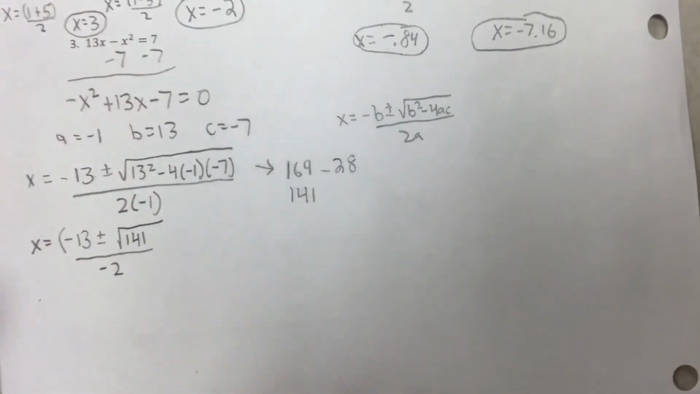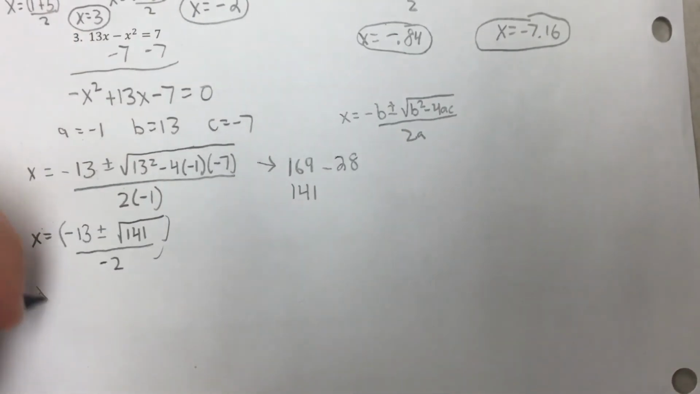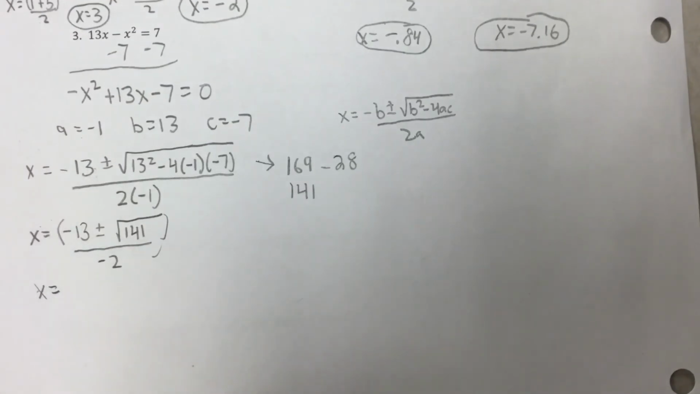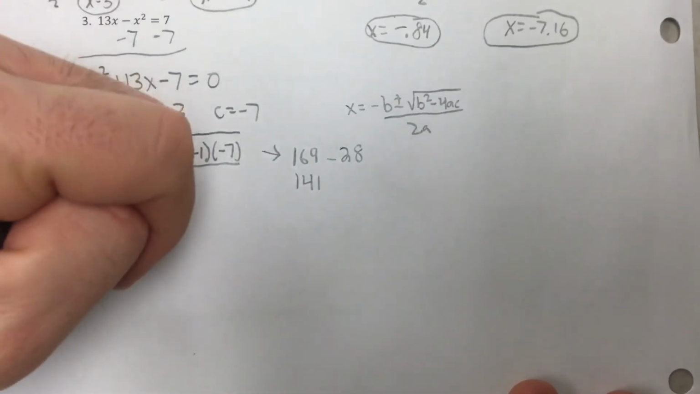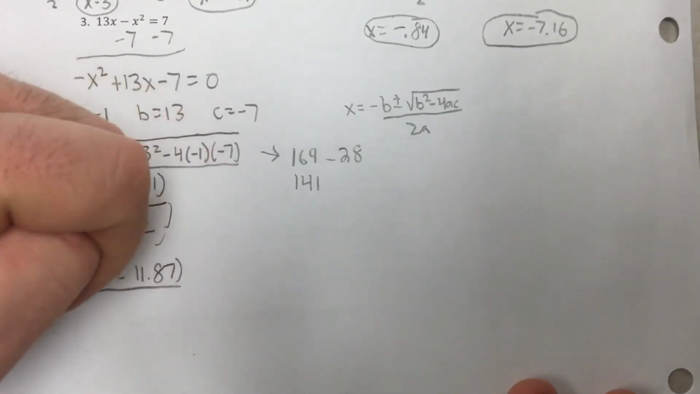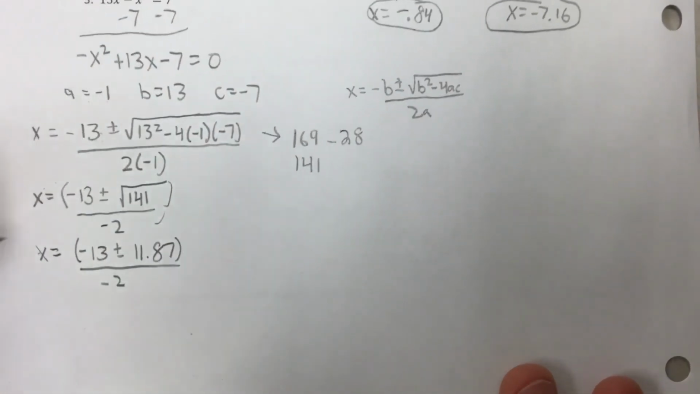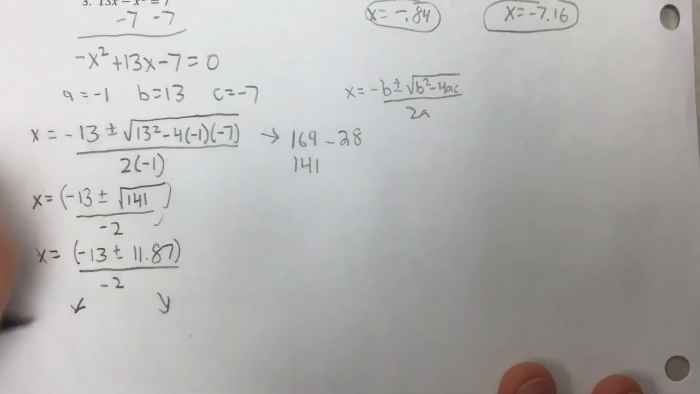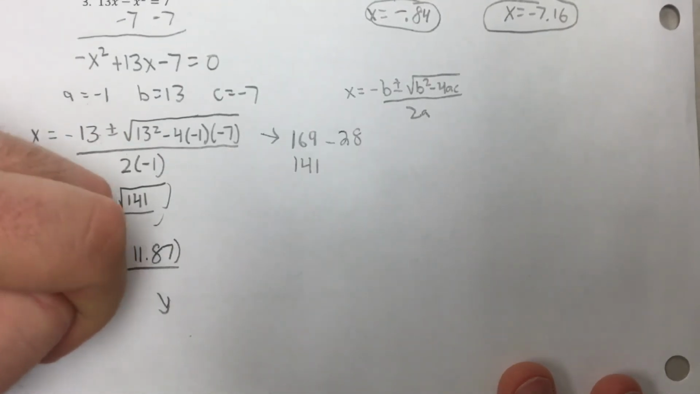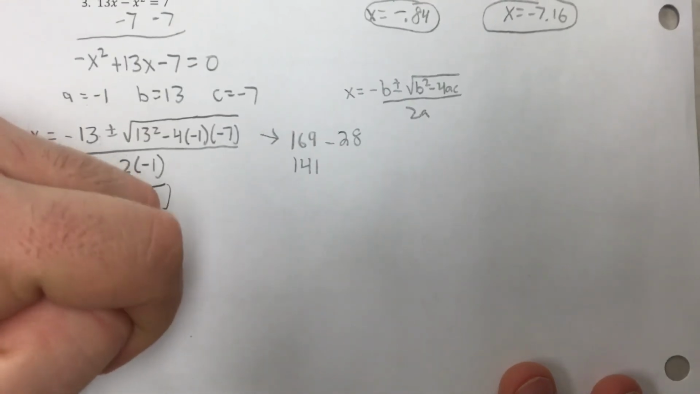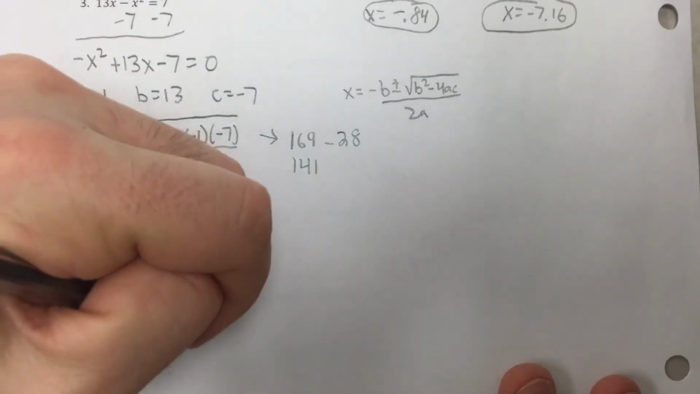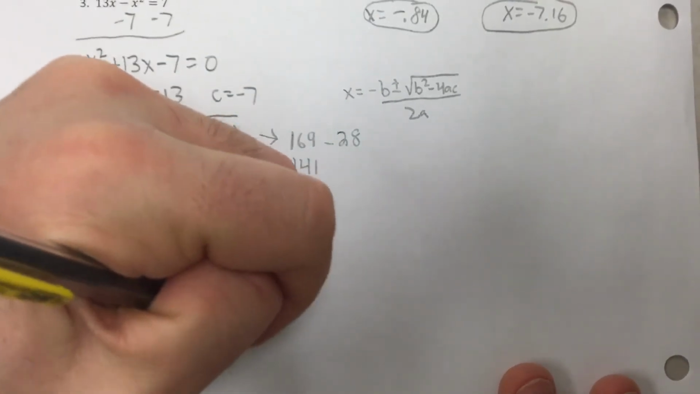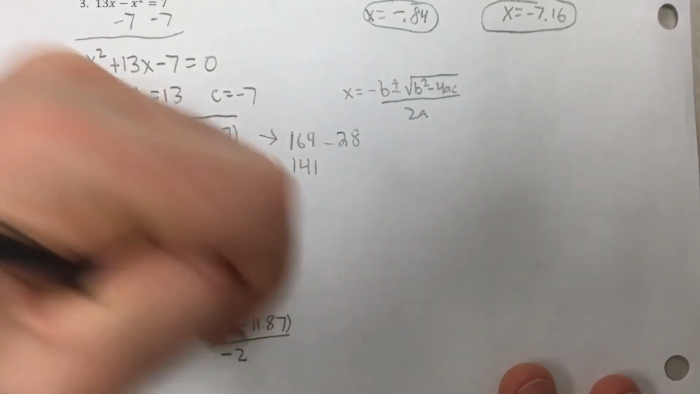Remember those parentheses really around the top. We take the square root of 141, which is 11.87. So I get negative 13 plus or minus 11.87 all divided by negative 2. So we go ahead and write two separate equations now. Negative 13 plus 11.87 all divided by negative 2. And then negative 13 minus 11.87 all divided by negative 2.